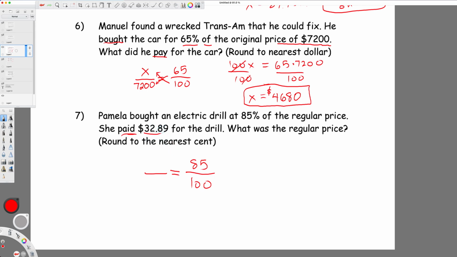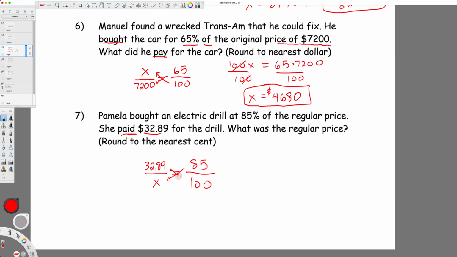So this $32.89 is the sale price. It's what she paid. So $32.89 must go in the same position as the 85% because she bought it on sale and that's what she bought it for. So this is the percent and this is the dollar amount over here. What we don't know is the full price, and that's the regular price that they're asking us. So I'm just going to call that X. And now I'm ready to go. $32.89 on sale out of some full price is 85% out of 100.